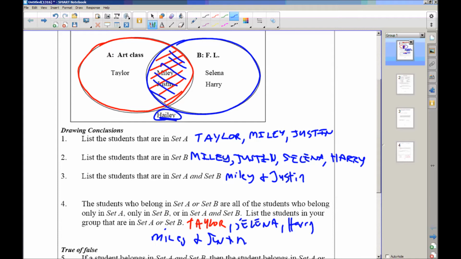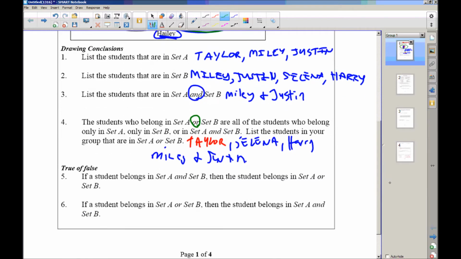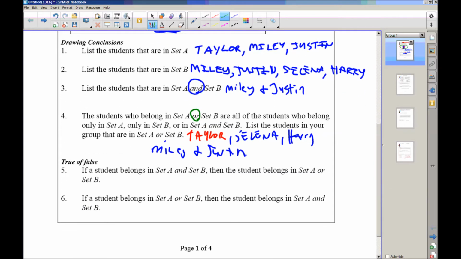So you should think of this A and B, this is the important word here, means they have to be in both. So that's the overlap of the circles. A or B is anybody in either one, including the overlap. So everything in here, okay? So this or and is important, okay? And means you have to answer yes to both, or means you have to answer yes to either one, or both.